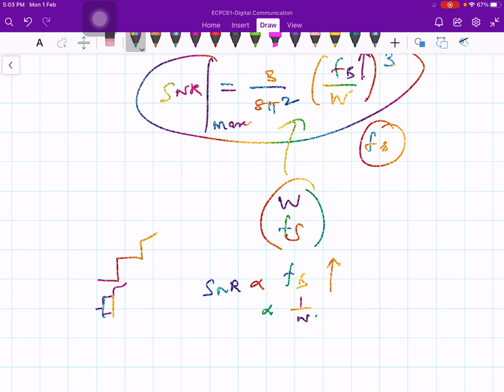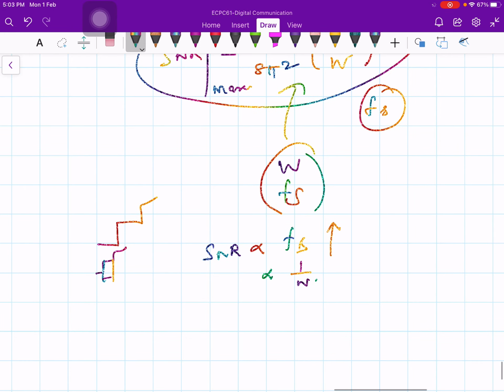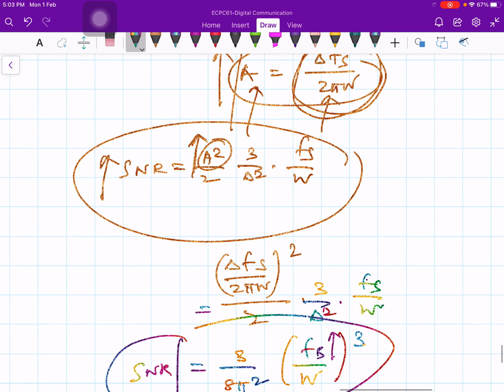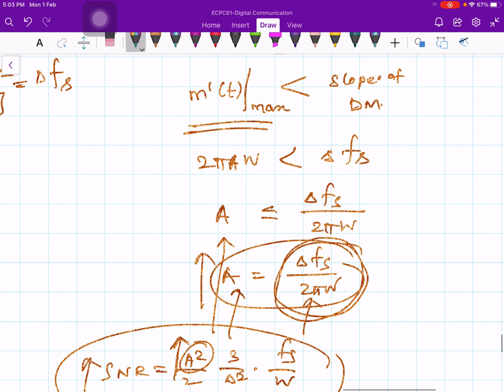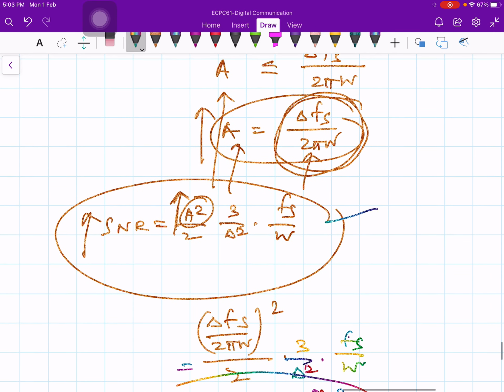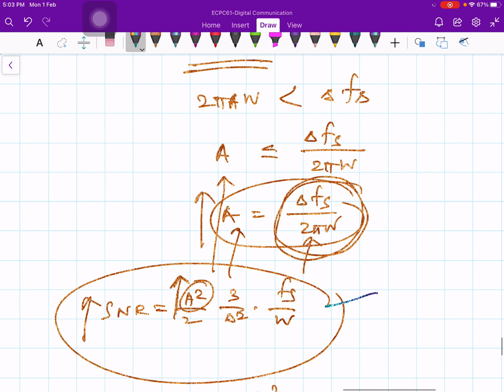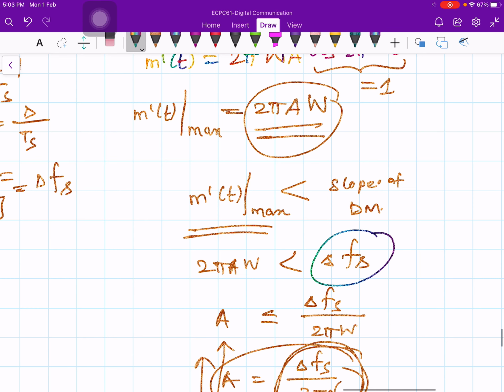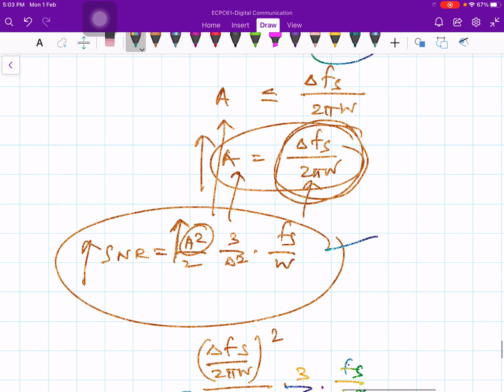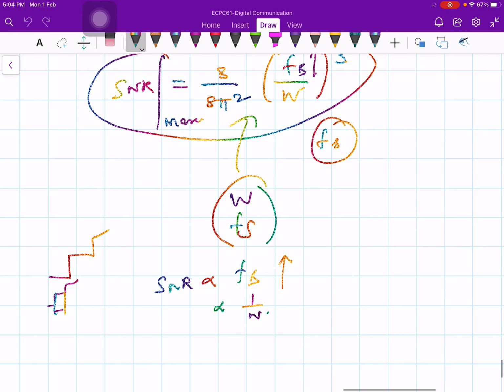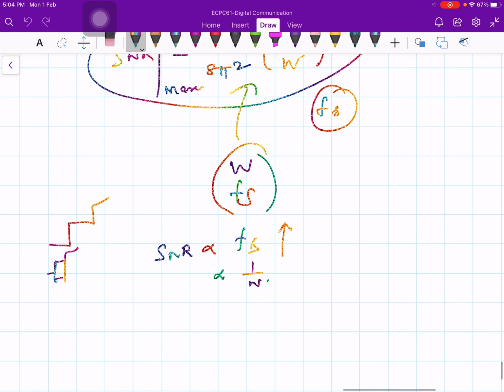Okay, so I think this is clear now. The slope of the signal is 2 pi AW. From that only we got this maximum value, and the slope of the signal must be less than or equal to the slope of the delta modulator, which is delta Fs. So this is the assumption that we consider in this analysis. Okay, so that's it about quantization noise in the delta modulator, or signal to noise ratio in the delta modulator.